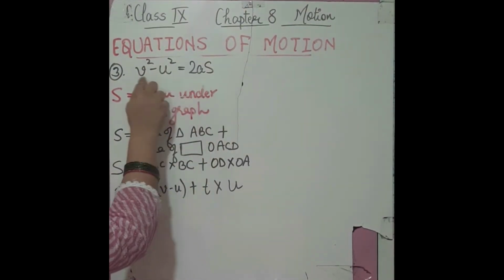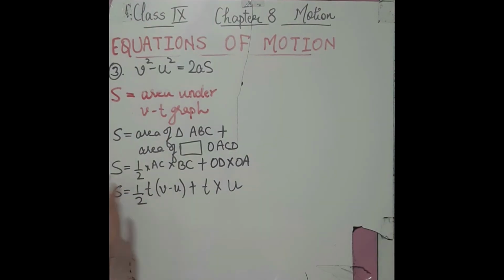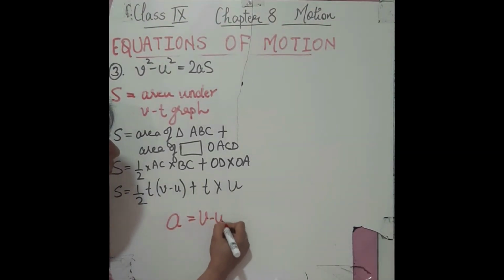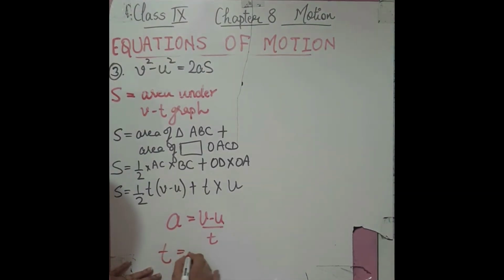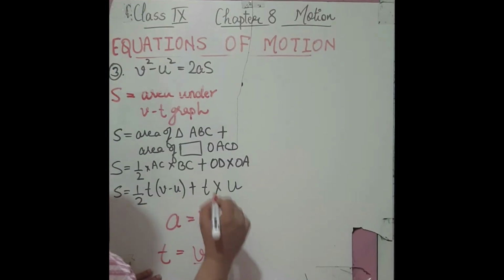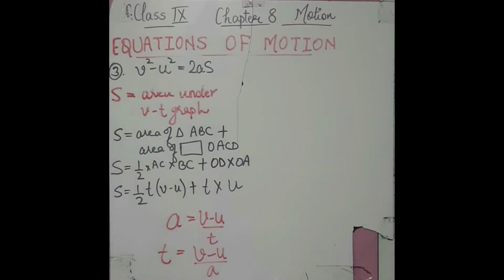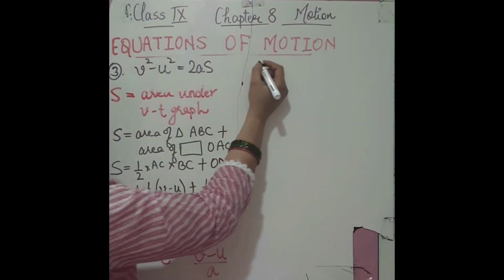nowhere there is a term of time. T is nowhere in the entire equation. So that means from here we have to remove time. We don't need it. So how can we eliminate T? We will use the first equation, A is equal to V minus U upon T. And from here, we will have T as V minus U upon A. So we will put this value of T over here in this equation. So let's see what we get.